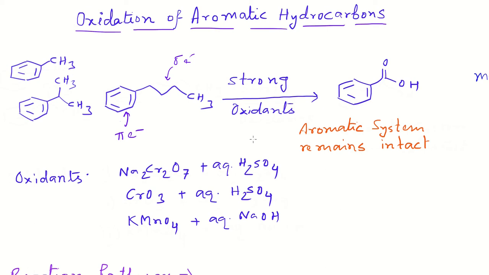So why does this happen? Because the aromatic system is stabilized by its aromaticity. For that reason, the pi electron system remains undisturbed and does not interact with the oxidants. So what are the common oxidants used for this purpose? The oxidants are generally chromic acid based oxidants and manganate based oxidants. These are sodium dichromate in aqueous sulfuric acid, chromium trioxide in aqueous sulfuric acid, and potassium permanganate in aqueous sodium hydroxide.